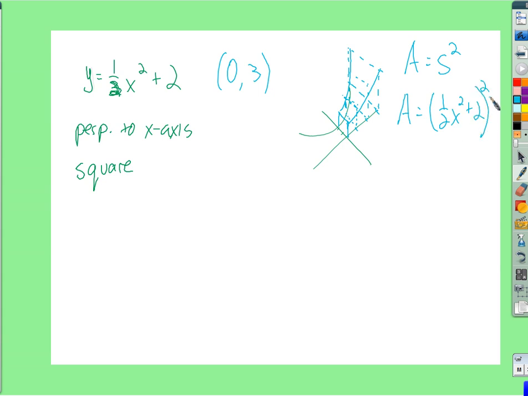So we're able to find an equation that tells us the surface area of any cross section. Any x value. If I put in 1, then I'll put 1 in there, square that whole thing. That'll give you the area of that square. If I'm at 2, I'll put in 2 for x. When I do that, it'll give you the length of the side, and when I square it, it'll give you the area of that cross section.